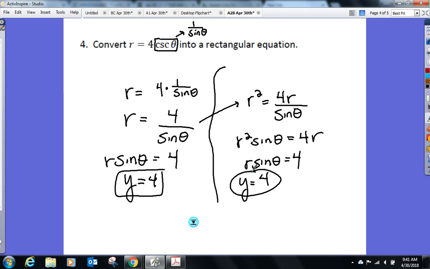Okay, so it can be done. I know some of you are like, well, I'm just going to do it that way. Okay, that's fine. Just get rid of it right away. And what type of graph is this? y equals 4. A horizontal line, nice.